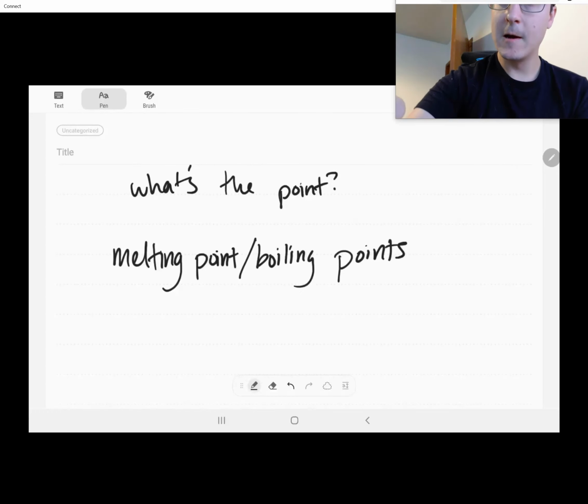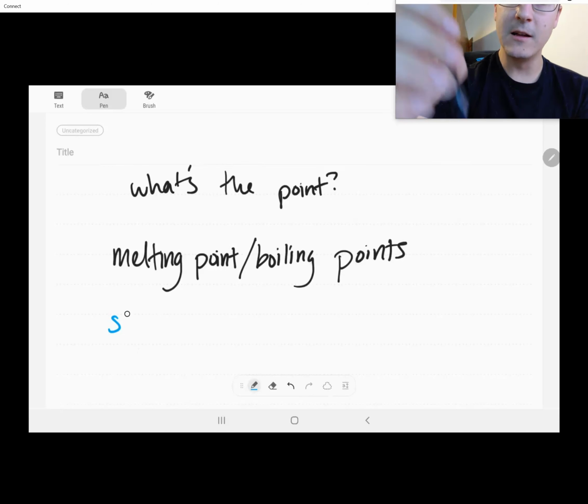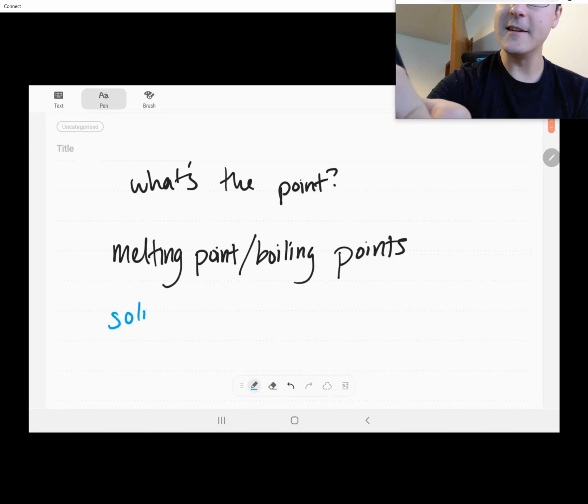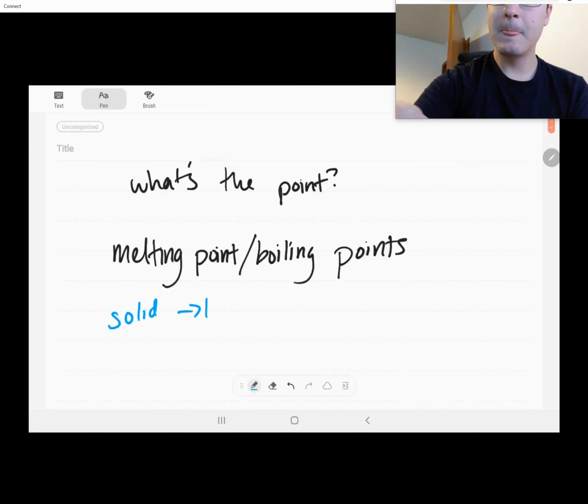We remember melting, hopefully you know, is solid, which does not start with SL, but in fact SOLID. Very good. And boiling was liquid to gas, right?